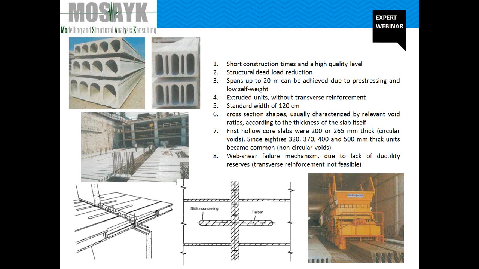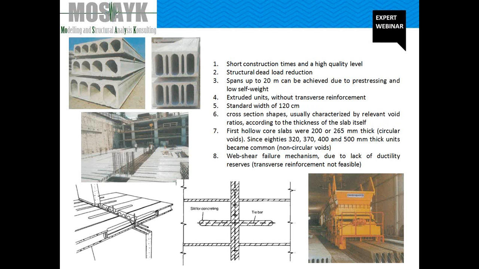Short construction times, high level of quality, and consistent reduction of self weights are achievable, allowing manufacturers to cover spans up to 20 or more meters. The upper surface of the hollow core slab is usually leveled with a cast in situ concrete topping. Normally, for long spans, advantage is not taken of this topping layer as a composite construction because of the uncertainty concerning the bond strength between the precast and the cast in situ concrete.